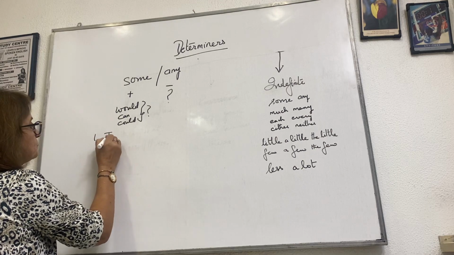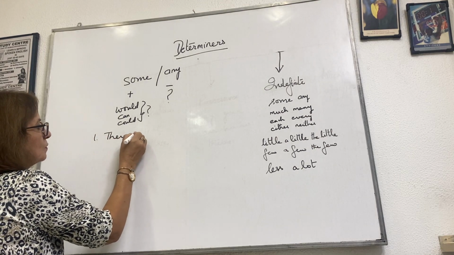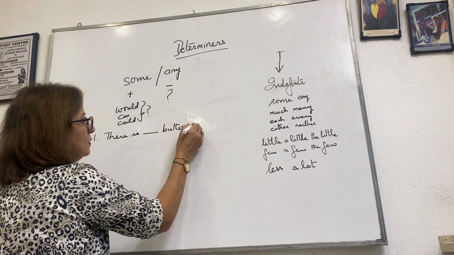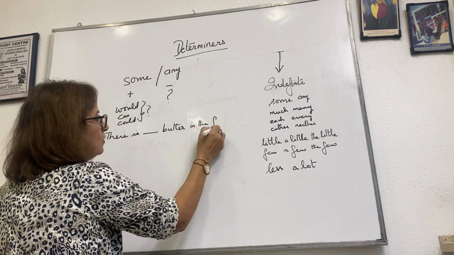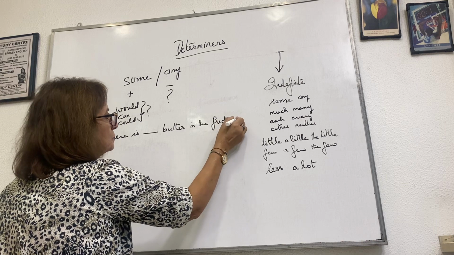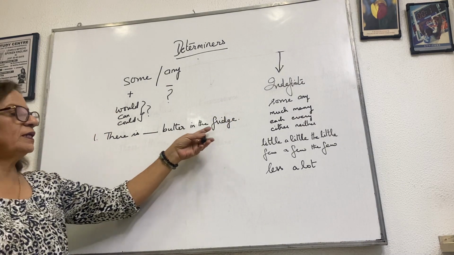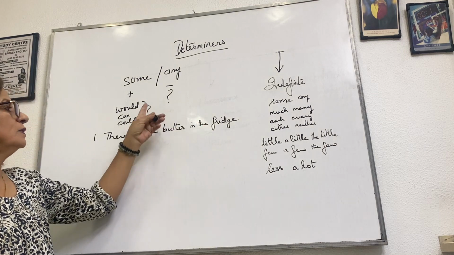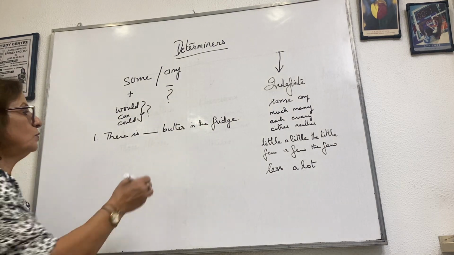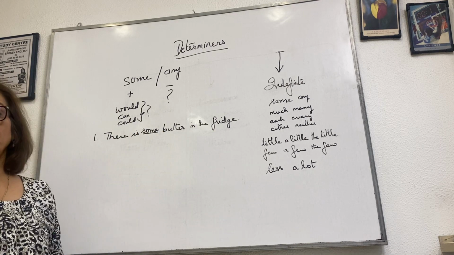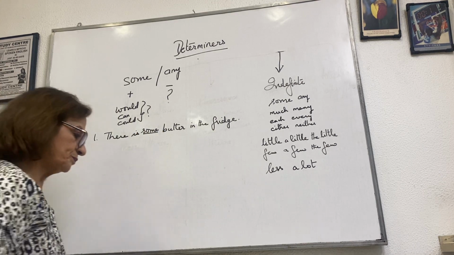First sentence: There is dash butter in the fridge. What will come here? There is no negative here, so we will use some. There is some butter in the fridge.